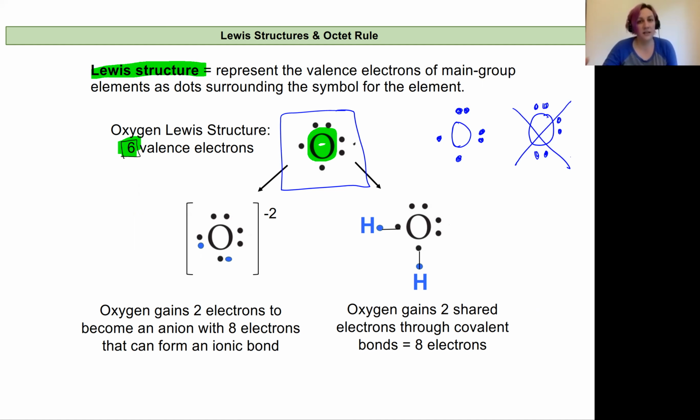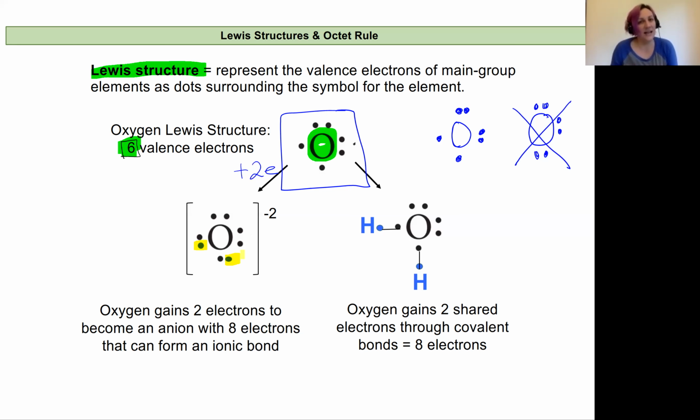Then Lewis theory states that it's going to try to achieve an octet of valence electrons around it. So if it's going to form an ionic bond, it's going to take 2 electrons. Right here, I have them in blue, and I'll highlight them. Those electrons are going to be placed in the 2 open spots in my Lewis structure. And it'll show a full octet and a -2 charge when I've added 2 electrons.